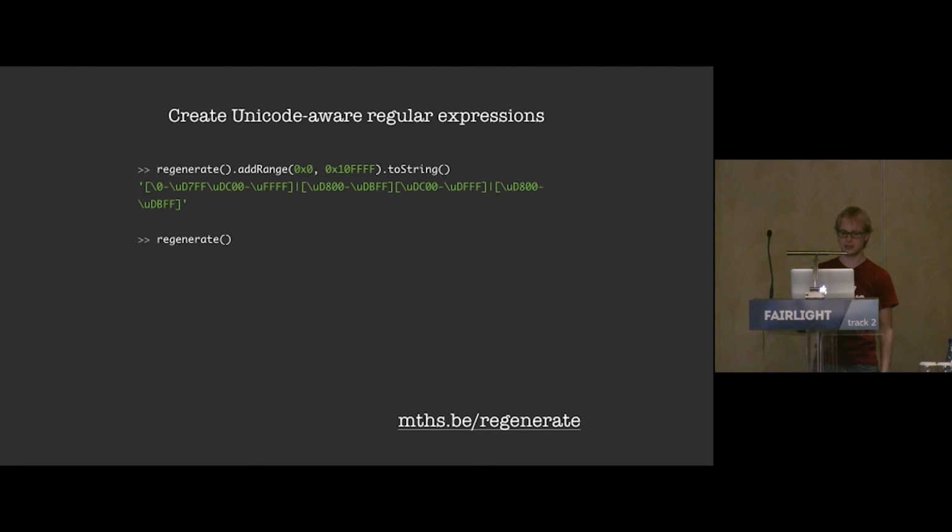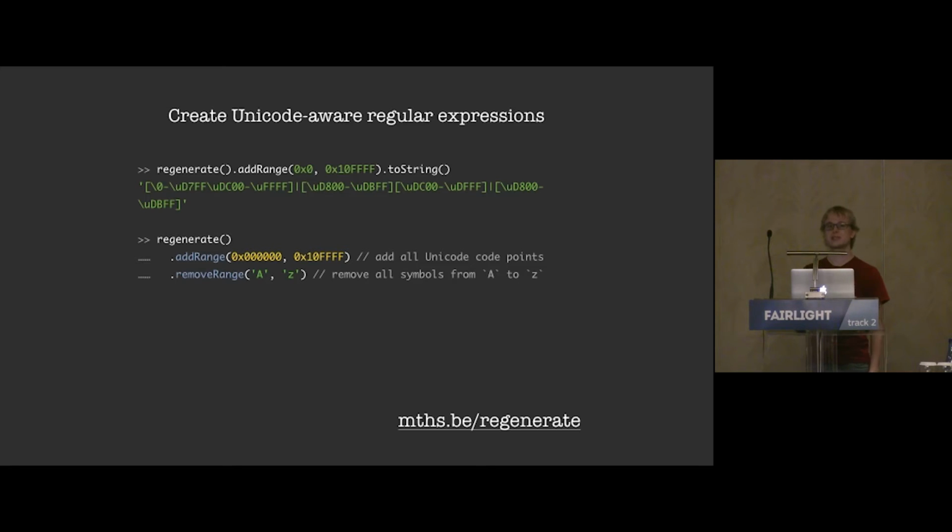For example, you can create a new set, add the whole range of all Unicode code points to the set, so you would want to match all code points. Then you remove the range of symbols based on their string values, in this case the capital letter A to lowercase letter z, and then remove a single symbol, in this case the pile of poo, from the set, and then turn that into a regular expression.